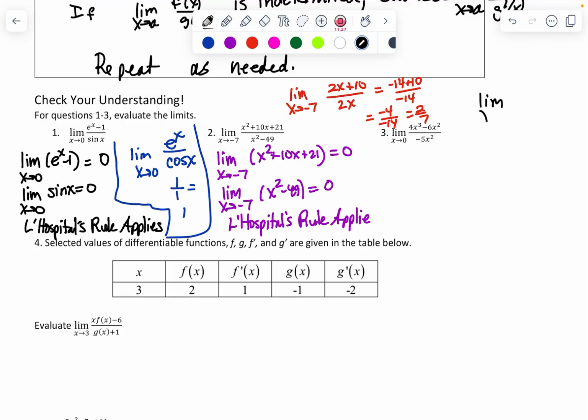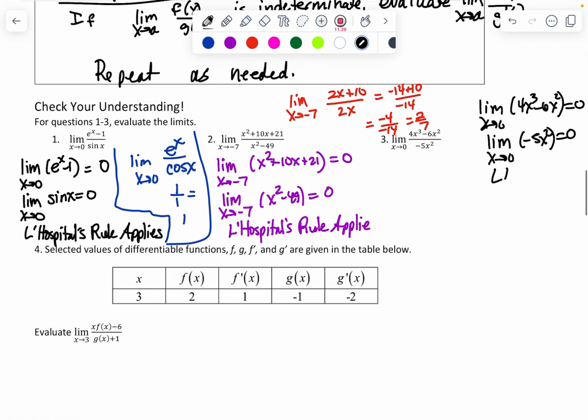So I get the limit as x approaches 0 of my numerator. So that's 0. The limit as x approaches 0 of the denominator, so I can use L'Hopital's rule again. So then this is the limit as x approaches 0 of (12x squared minus 12x) over negative 10x.